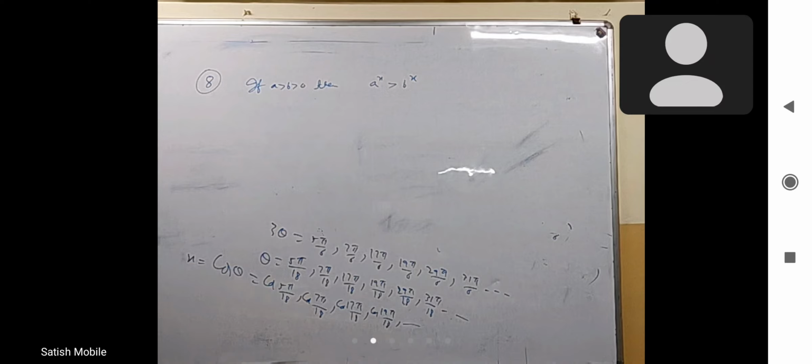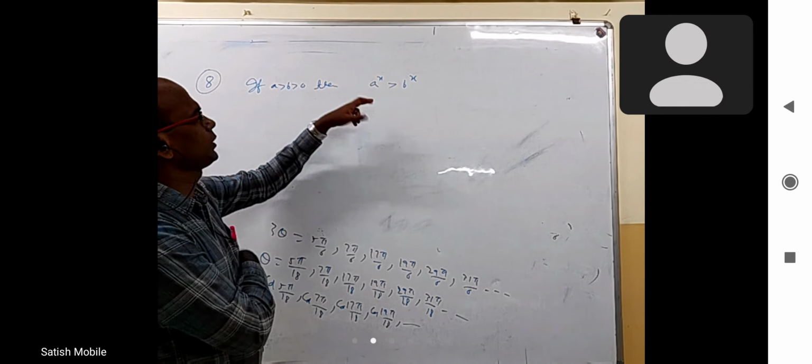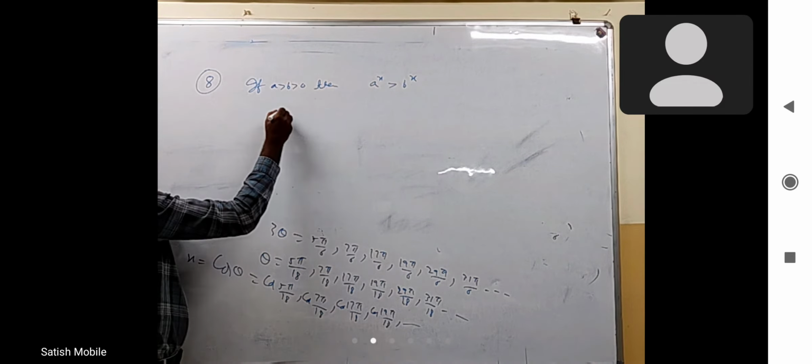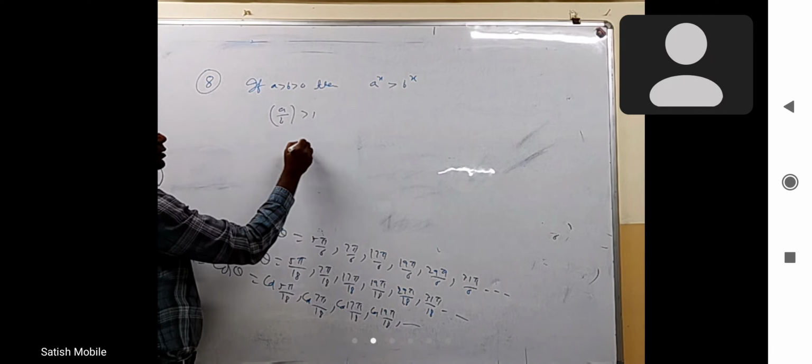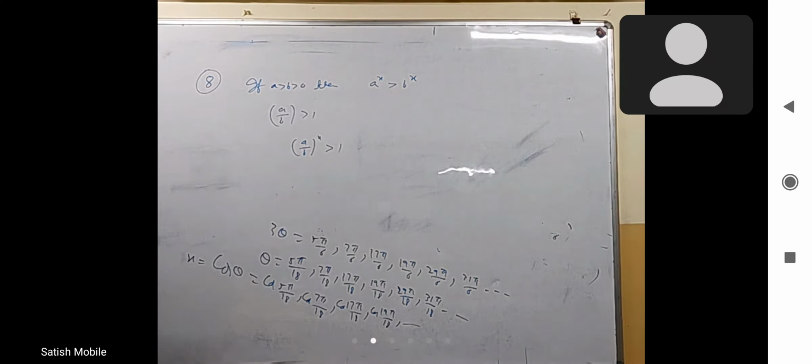Why should x be more than A? I don't think that will have any connection. If x is positive, it's okay, I think, right? You can easily prove it. If you want, you can divide here. It is like asking A by B is greater than 1. When will A by B whole power x be greater than 1? This question is equivalent to this question only.